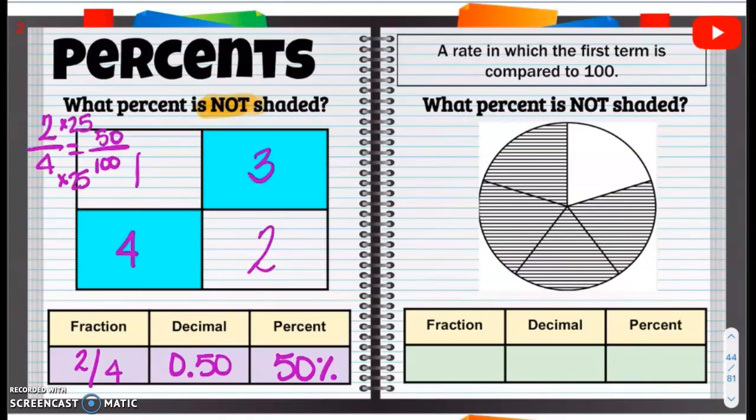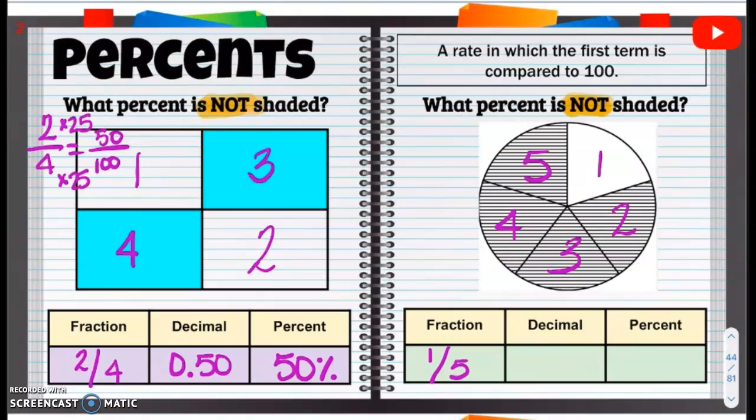So now we're going to take a look at the next part, what percent is not shaded. So again, the not shaded portion. We have 1 that is not shaded. And how many are there total? 2, 3, 4, 5. We have 5 total.